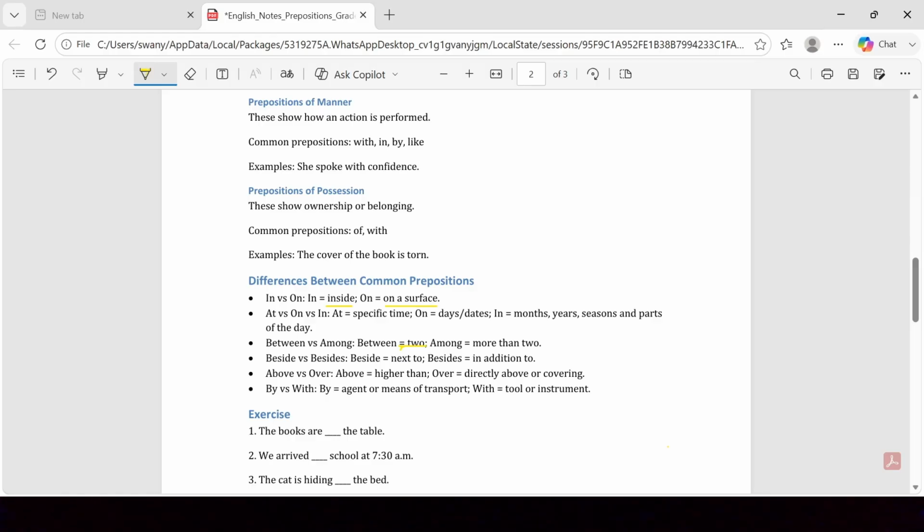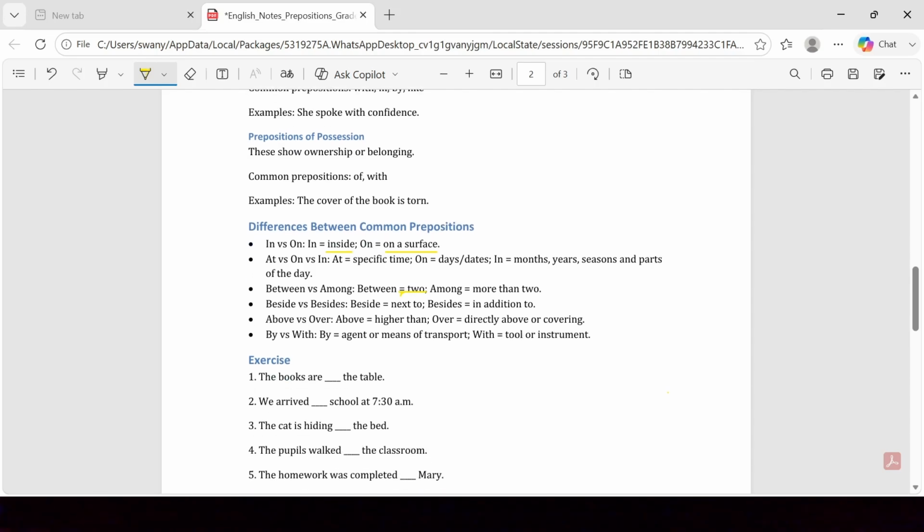Then we have beside versus besides. Beside means next to. Then besides means in addition to. Maybe there is certain information you want to add more information about, you're going to use besides. Then we have above versus over. Above means higher than. Over means directly above or covering.